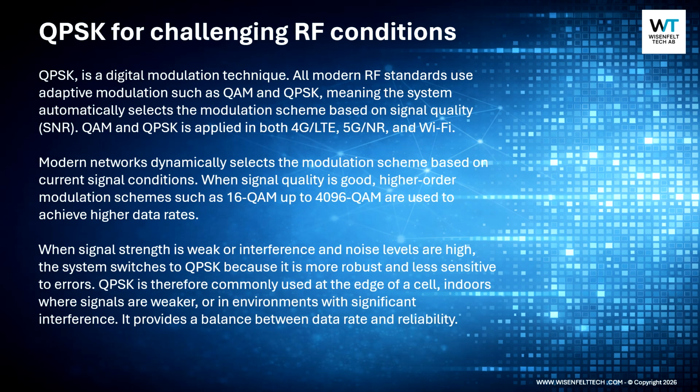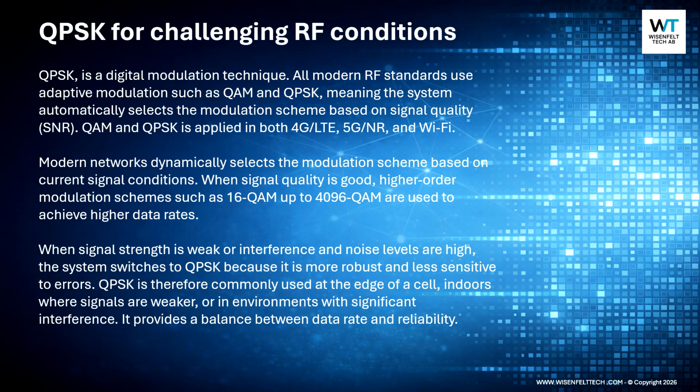QPSK is a digital modulation technique. All modern RF standards use adaptive modulation such as QAM and QPSK, meaning the system automatically selects the modulation scheme based on signal quality. QAM and QPSK are applied in 4G LTE, 5G NR, and Wi-Fi. Modern networks dynamically select the modulation scheme based on current signal conditions.